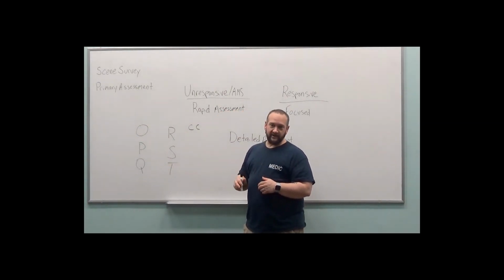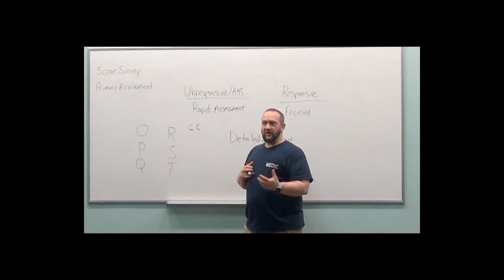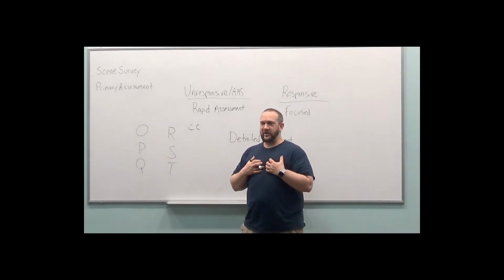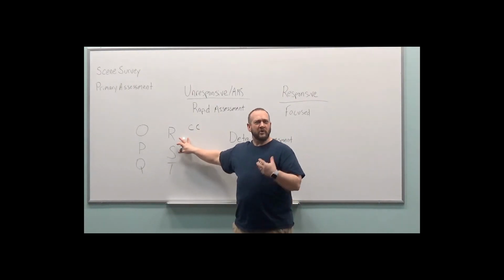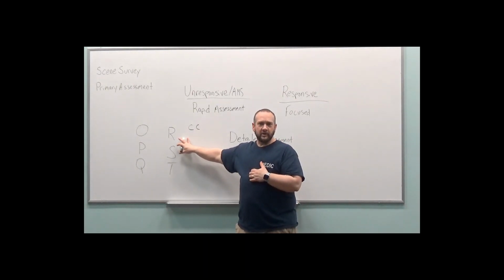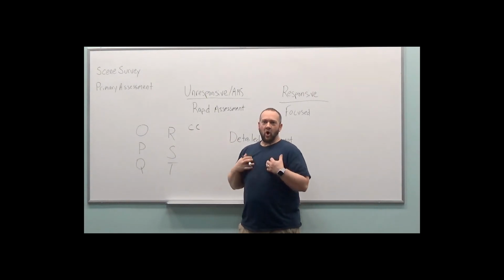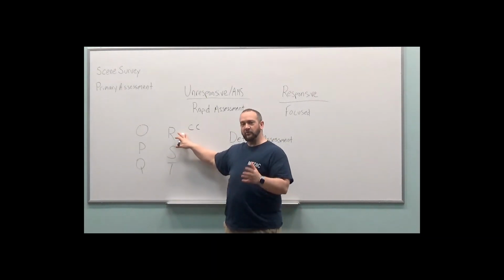R is for radiates. Does it go anywhere? So if it's pain, does the pain travel anywhere? If they have chest pain, does it go down their left arm? Does it go to their jaw? If it's shortness of breath, do you have pain or discomfort anywhere else? Maybe now this is an anaphylactic and they feel hot and itchy. So, is there anything else that's bothering you in addition to the shortness of breath?